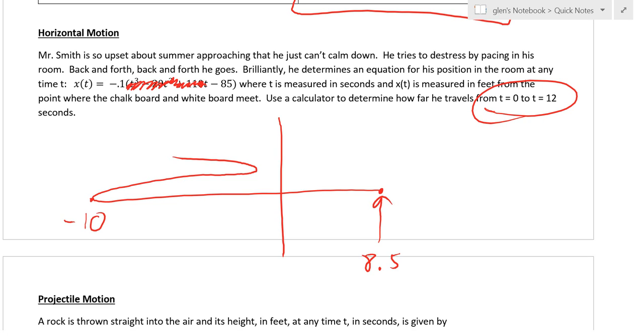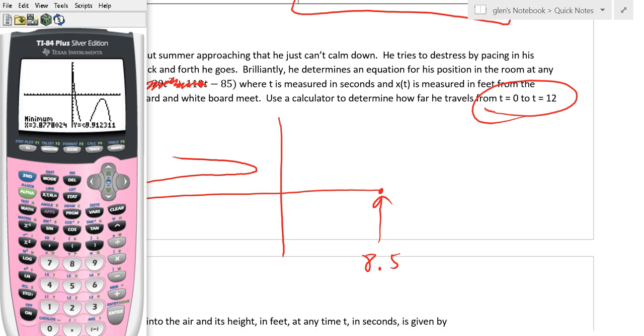18.5. Okay. I moved 18.5. So far, I've moved 18.5. Easy enough? Now I got to find out where I moved to. So I'm going to go back to my calculator. Now I don't want to find the min. I want to find the max.